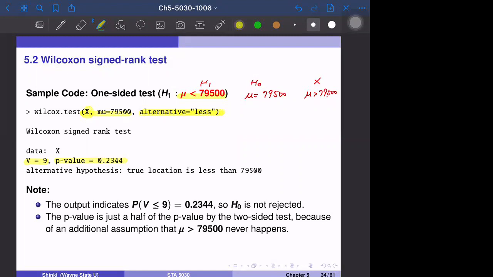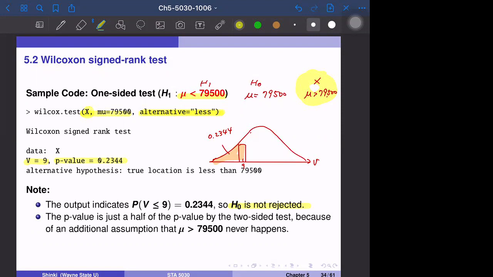The p-value is 0.2344 because we only have the one-sided p-value. So V is here, the distribution of V is here, and 9 is here. Then the p-value is just one side, this side only, which is equal to 0.2344 as seen in the previous slide. So still H0 is not rejected. The one-sided test is easier to reject because we have the strong assumption that mu is never larger than 79,500, but still we cannot reject in this case.